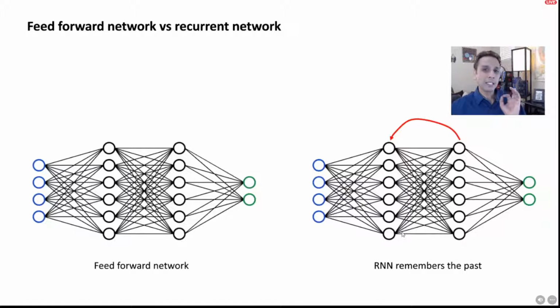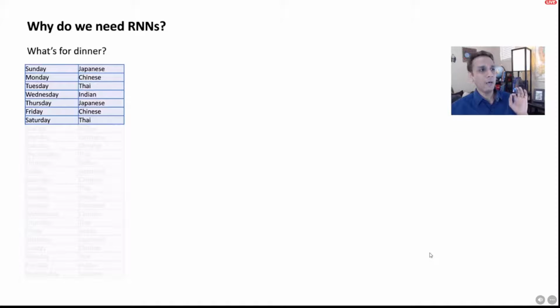So the summary of this slide is recurrent neural networks are different from regular neural networks in the fact that they remember the past, okay? RNNs remember the past. That's the summary. Now, how do they do that, or what do I mean by that? Like, why do we even need RNNs if we actually have traditional neural networks?